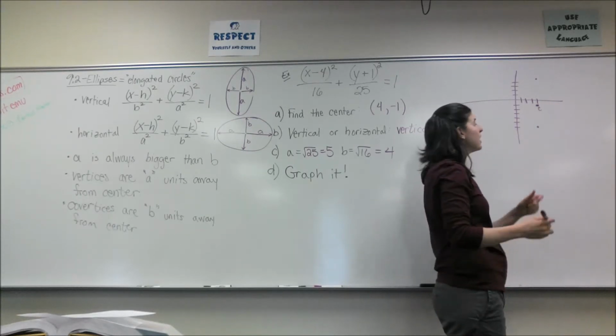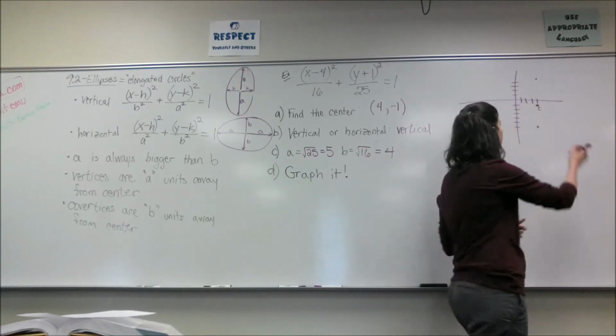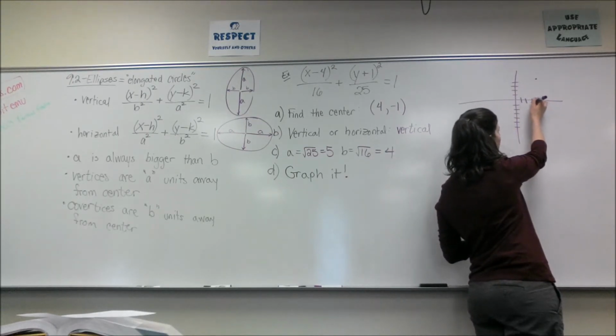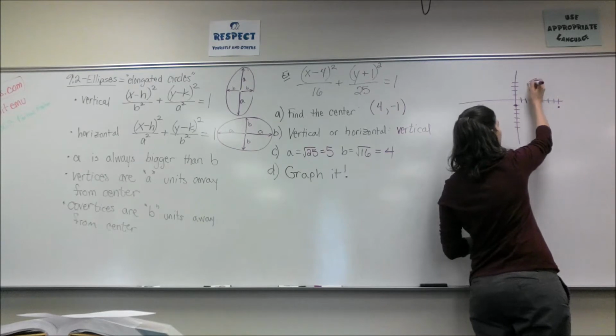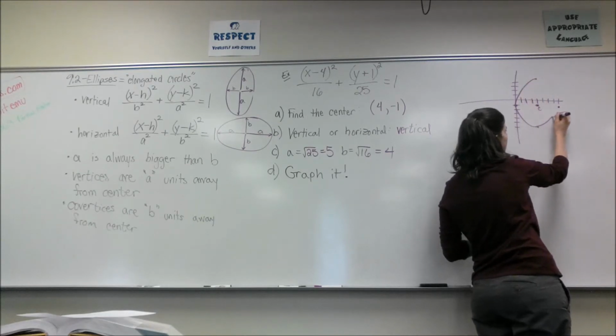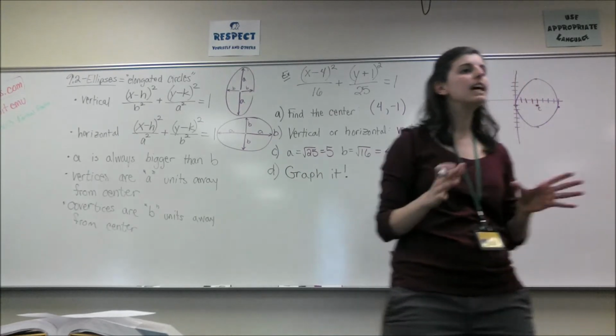Okay, and then I'm going to go left and right 4 units. So I'm going to start back from my center again. 1, 2, 3, 4 units left and 4 units to the right. And my ellipse looks something like this. And you now have the graph of your ellipse.